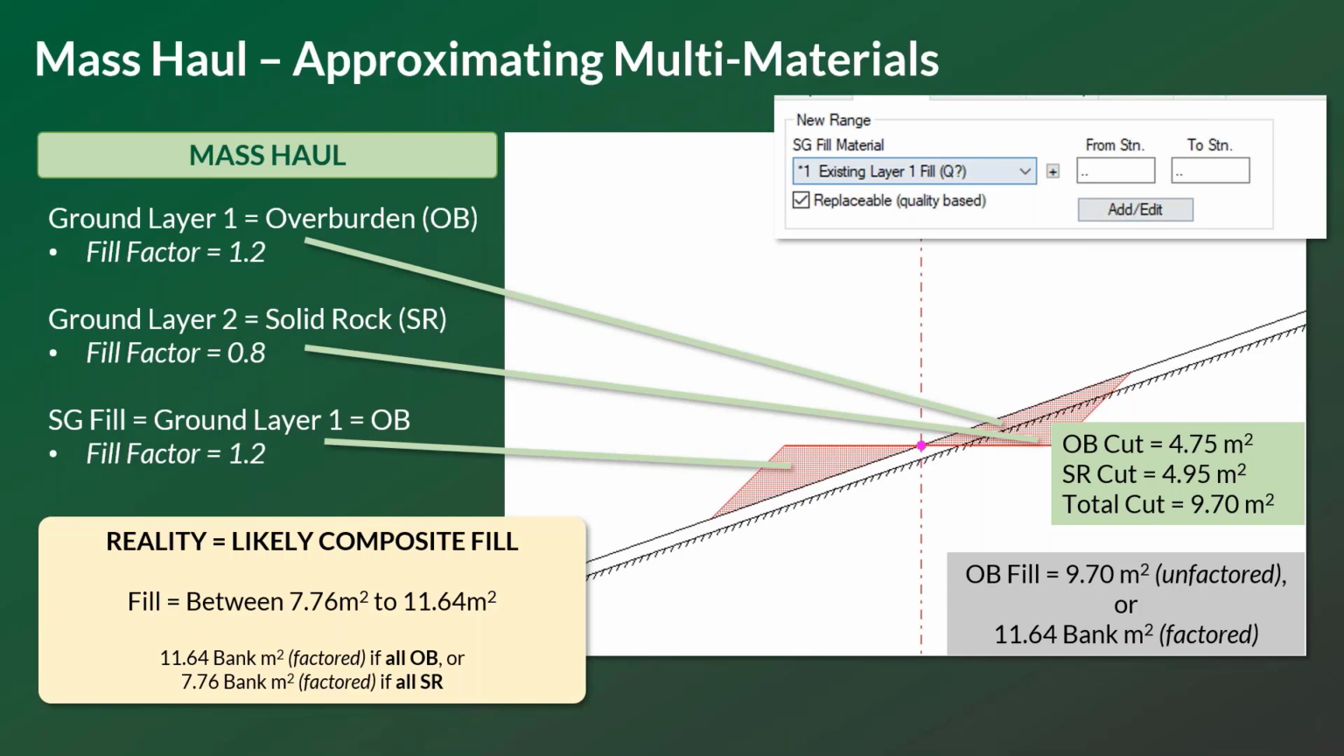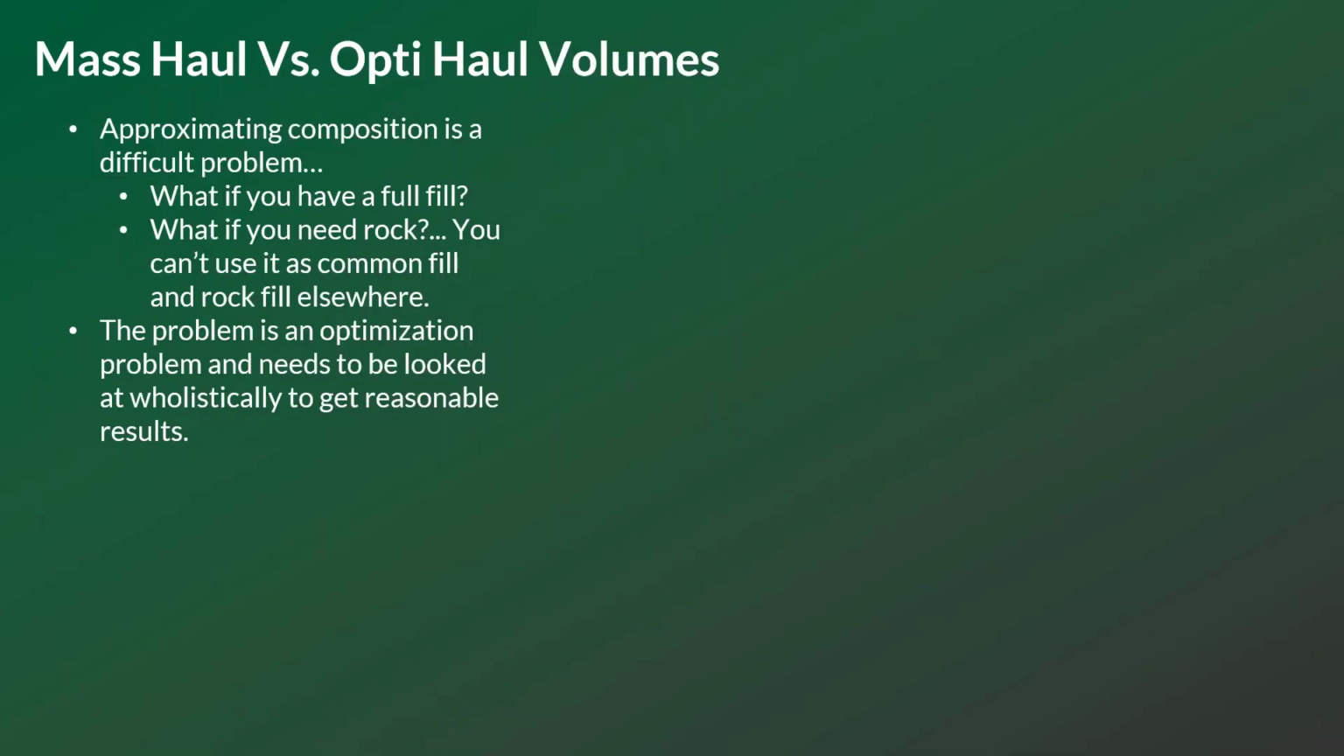Now with that, if we are okay with it being a mixture of materials, you'll notice we've got replaceable selected in the top there. So approximating multi-materials, down below that, we've got subgrade fill material, existing layer 1, and that checkbox with replaceable quality based. So we are acknowledging that that fill is likely not just one material, but we don't yet know how much of what material it makes sense to dump in there. So next.